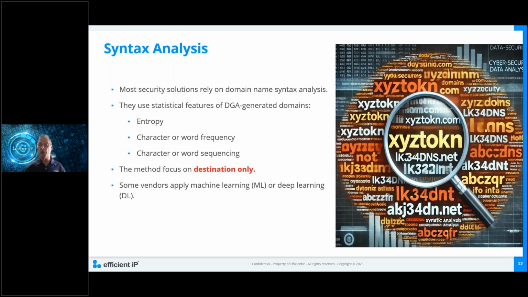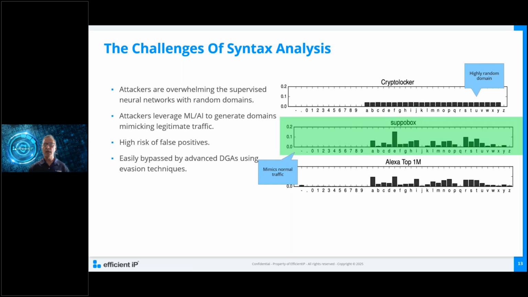Some vendors have turned to machine learning and even deep learning to improve DGA detection, but attackers have adapted. New DGAs are now being designed specifically to evade these detection methods. This arms race is highlighted by how challenging DGA detection has become and why we need a more advanced, adaptive solution to keep up. We're going to get really techie here, so hang on.